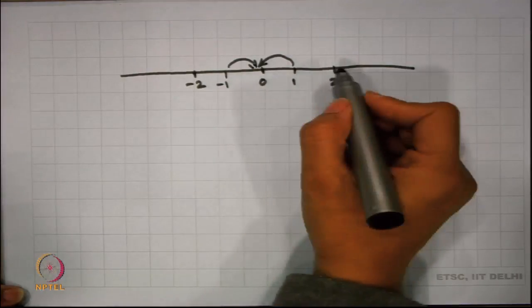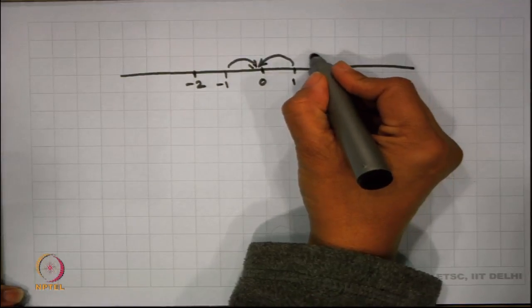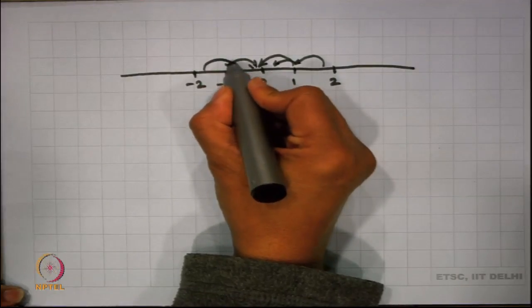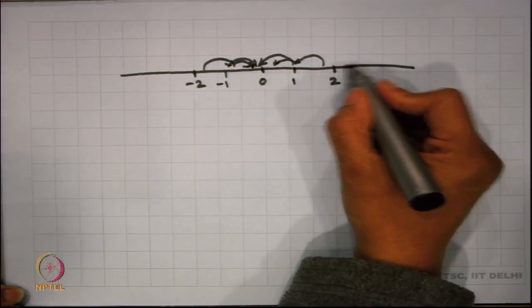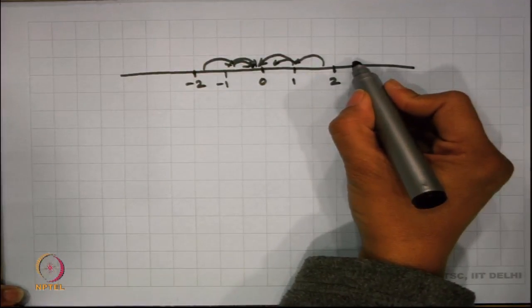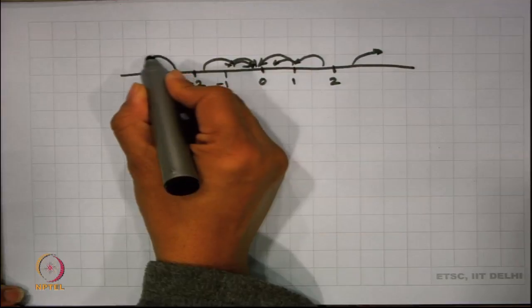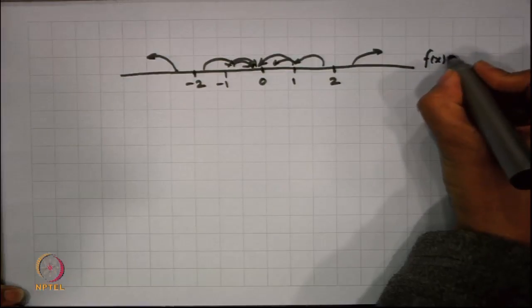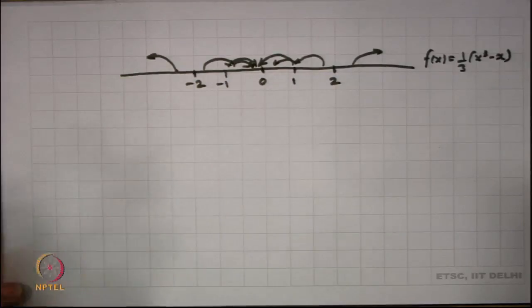What happens to the rest of the points here? Take any point between 0 and 2, we find that it is coming closer and closer to 0. What happens to the points which are greater than 2? We find that points greater than 2 basically drift away from 2. The points which are less than minus 2 also drift away from minus 2. So, if I look into this function, f(x) equal to half of x^3 minus x, we find that this is basically the phase portrait of this function.